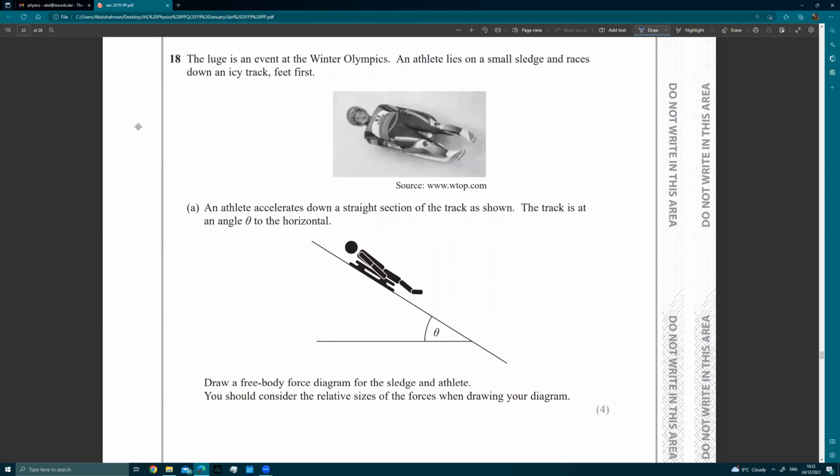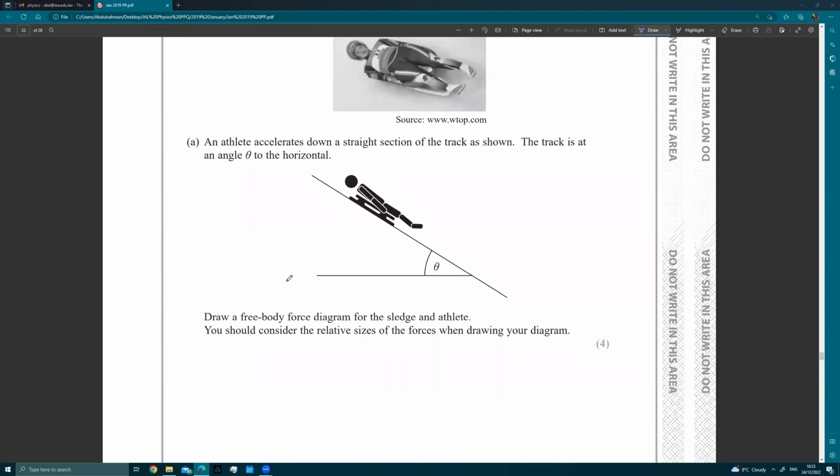Okay, so as requested by Sarah, question 18 in the January 2019 paper. This deluge, whatever that is, an event at the Winter Olympics. An athlete lies on a small sledge and races down an icy track, feet first. An athlete accelerates down a straight section of the track as shown. The track is at an angle theta to the horizontal. Draw a free body force diagram for the sledge and athlete. You should consider the relative sizes of the forces when drawing your diagram.